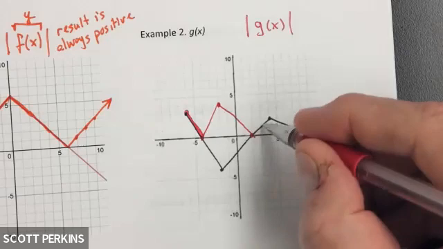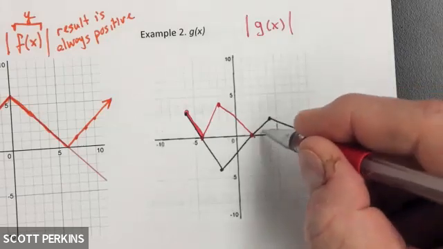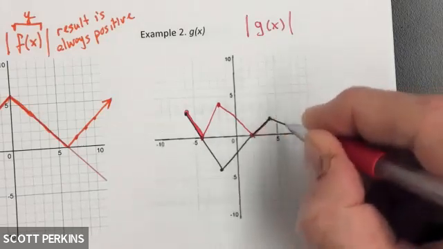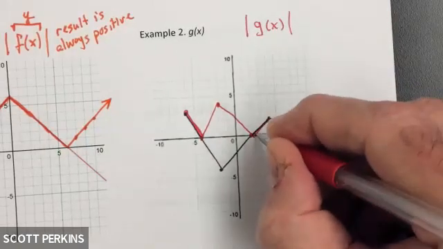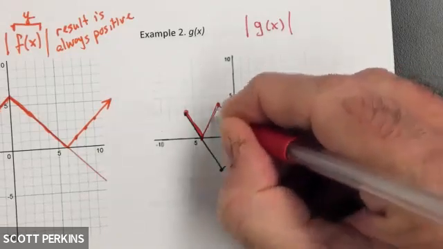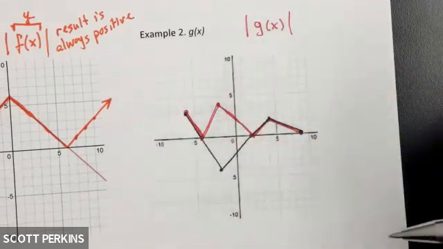And then lastly, the last bit of triangle of this graph is already positive. So again, I'm just going to trace over it because when I take the absolute value, it's going to stay positive. So the red graph right here is my new graph. And that's done. That's the absolute value.